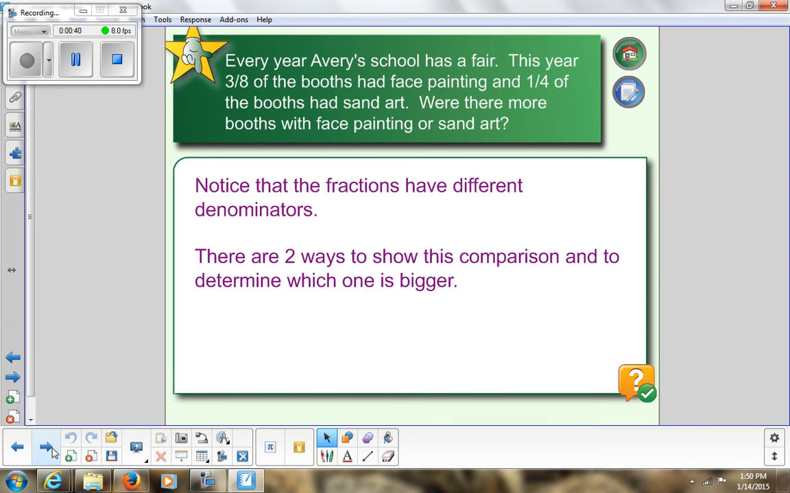All right, so our first problem is, every year, Avery School has a fair. This year, 3/8 of the booths had face painting, and 1/4 of the booths had sand art. Were there more booths with face painting or sand art? As we did yesterday, we can always take a look at fraction strips. But if we are having a test or we're someplace where we actually have to figure this out some way, then that's not always going to be helpful. We may not have fraction strips just hanging around in our bags.